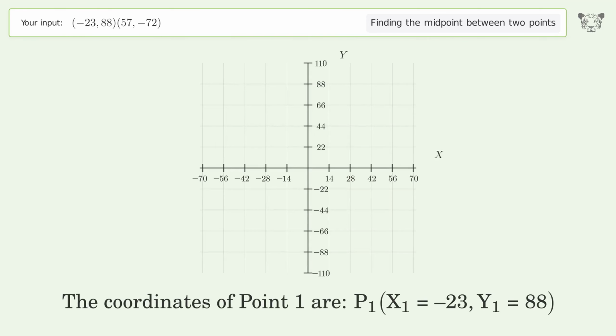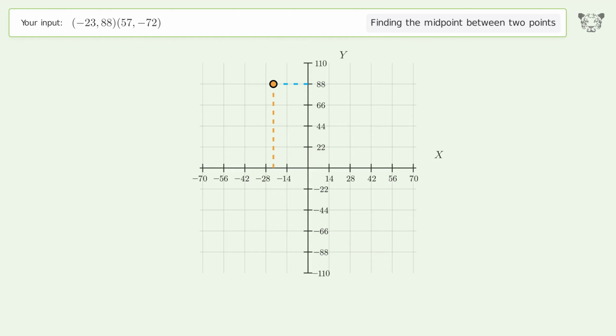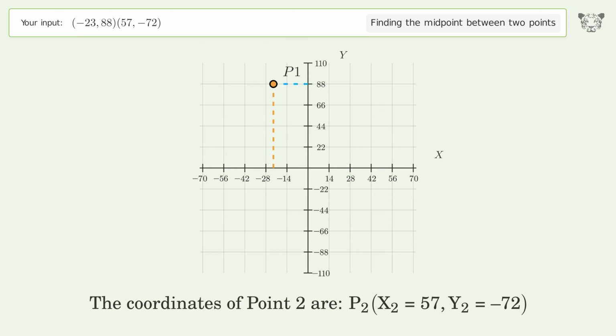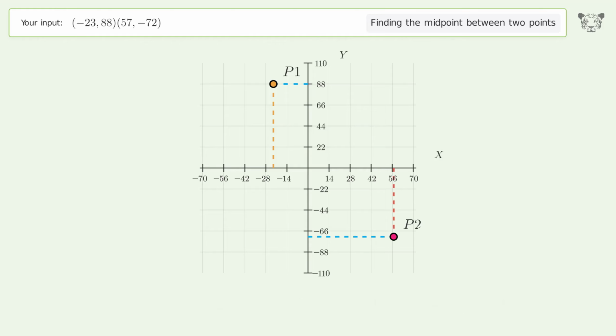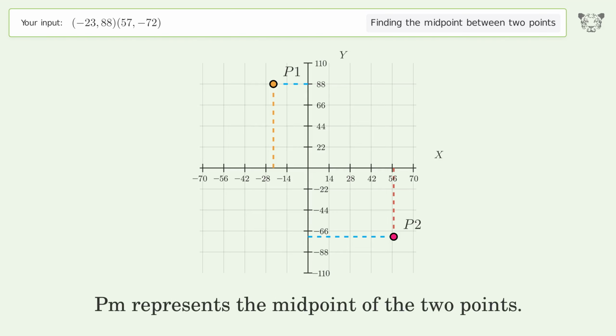The coordinates of point 1 are, x1 equals -23, y1 equals 88. The coordinates of point 2 are, x2 equals 57, y2 equals -72. PM represents the midpoint of the 2 points.